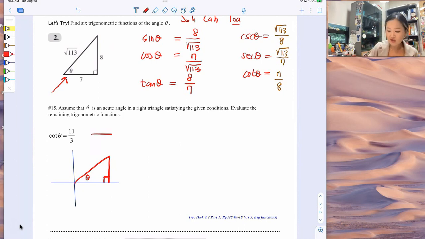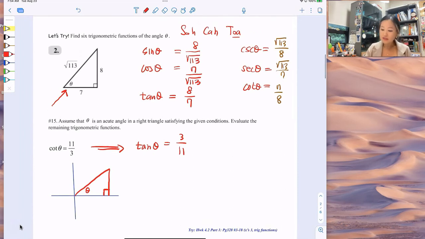Cotangent is what? Well, if cotangent is 11 over 3, I hope you're processing this as tangent is 3 over 11. Isn't tangent TOA, so isn't this O and A? So opposite over adjacent. So let's actually mark that on our beautiful diagram, right? Opposite of this angle is 3. Adjacent is 11. I think that's the first thing we can do.